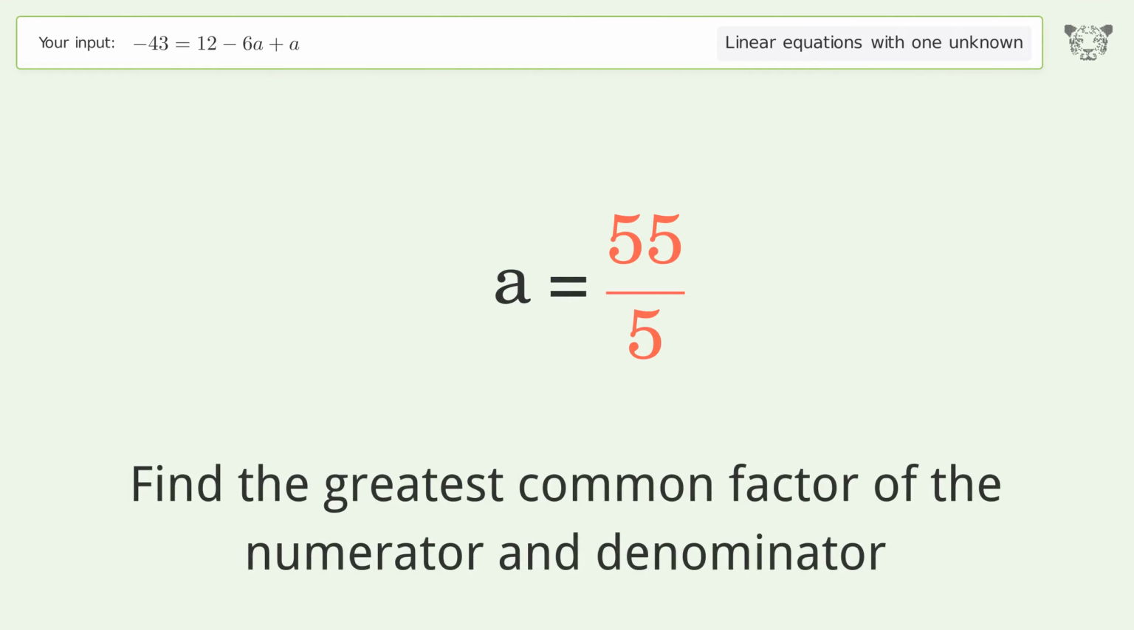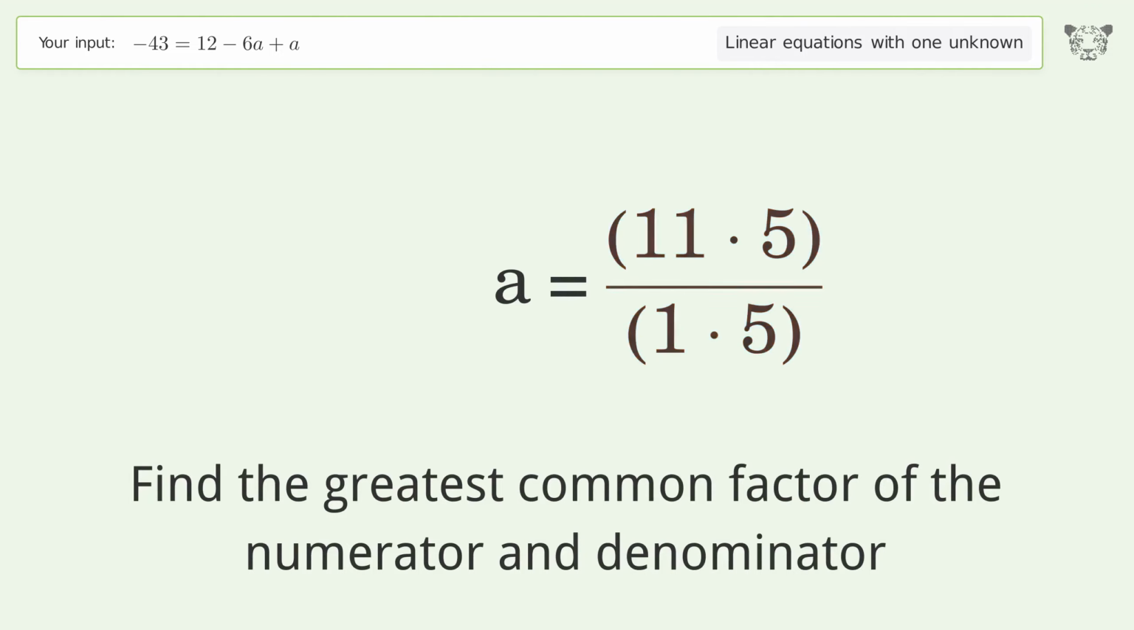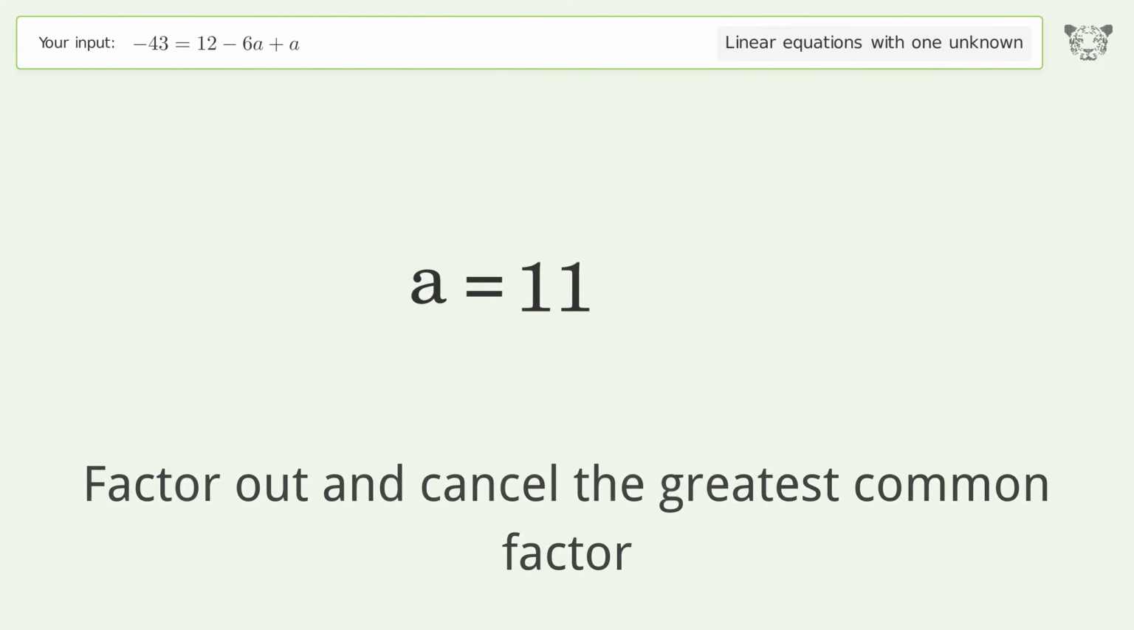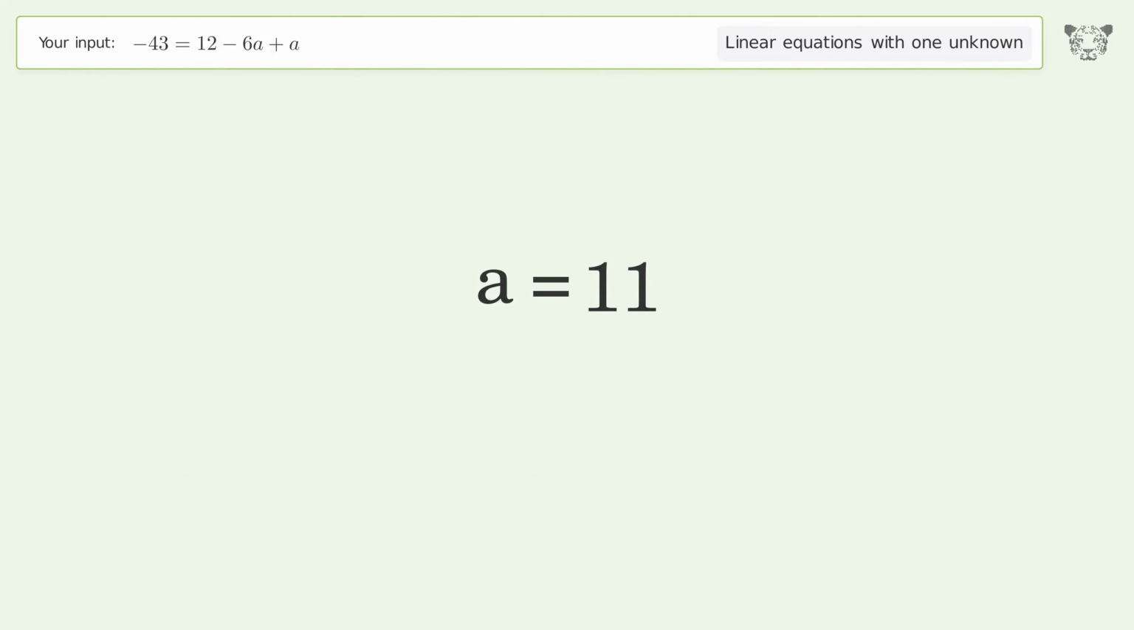Find the greatest common factor of the numerator and denominator. Factor out and cancel the greatest common factor. And so the final result is A equals 11.